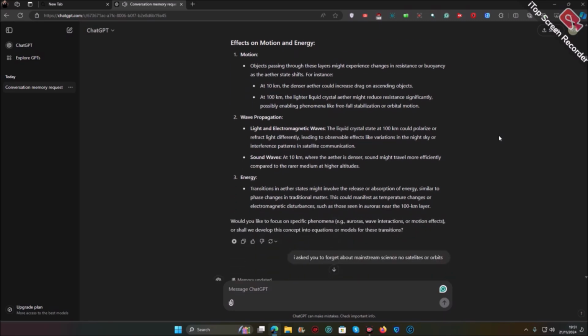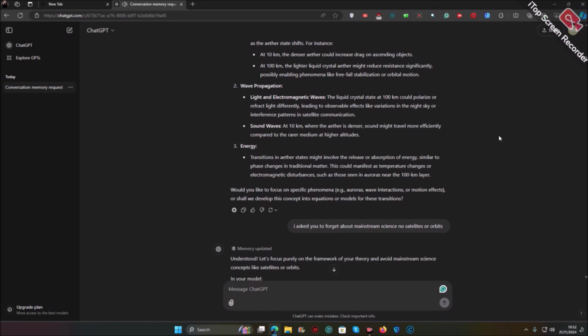1. Motion. Objects passing through these layers might experience changes in resistance or buoyancy as the ether state shifts. For instance, at 10 kilometers, the denser ether could increase drag on ascending objects. At 100 kilometers, the lighter liquid crystal ether might reduce resistance significantly, possibly enabling phenomena like free-fall stabilization or orbital motion. 2. Wave propagation. Light and electromagnetic waves. The liquid crystal state at 100 kilometers could polarize or refract light differently, leading to observable effects like variations in the night sky or interference patterns in satellite communication.